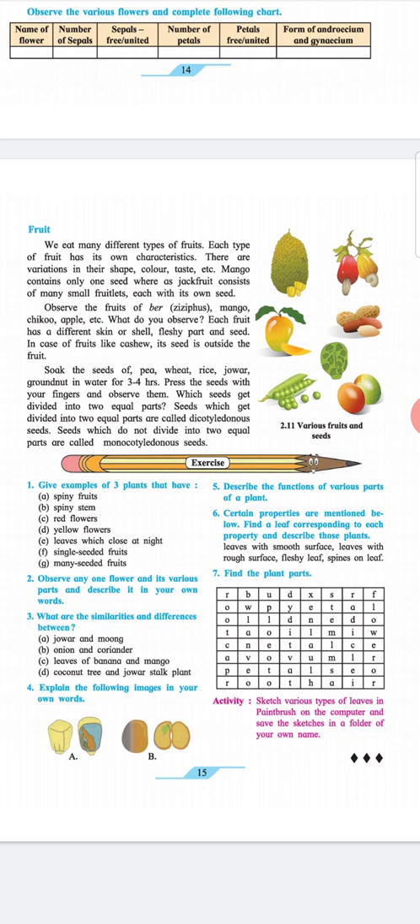Soak the seeds of pea, wheat, rice, jowar, groundnut in water for 3 to 4 hours. Press the seeds with your finger and observe them. Which seeds get divided into two equal parts? Seeds which get divided into two equal parts are called dicotyledonous seeds. Seeds which do not divide into two equal parts are called monocotyledonous seeds.